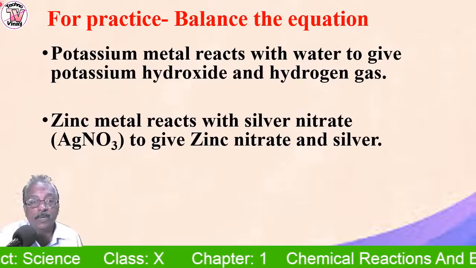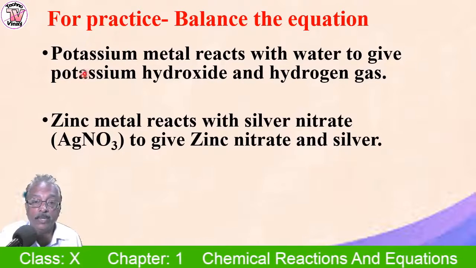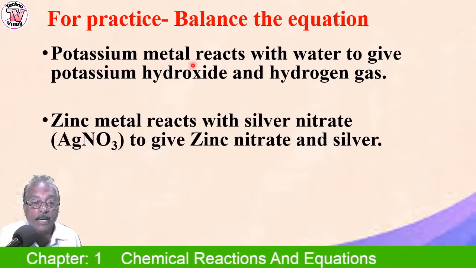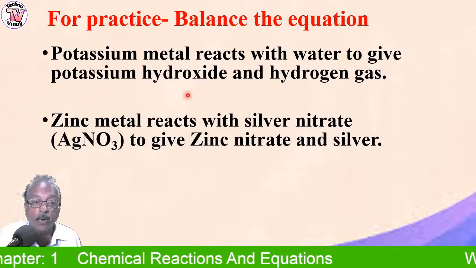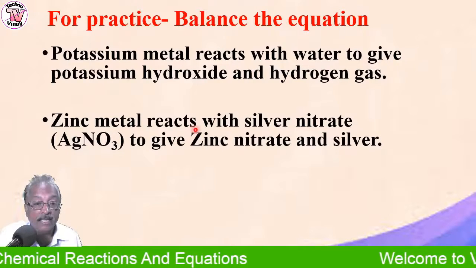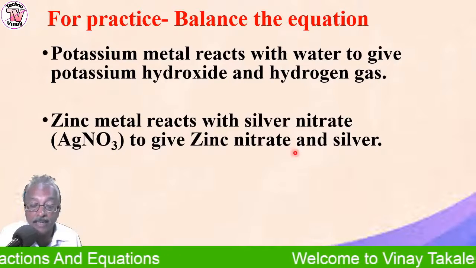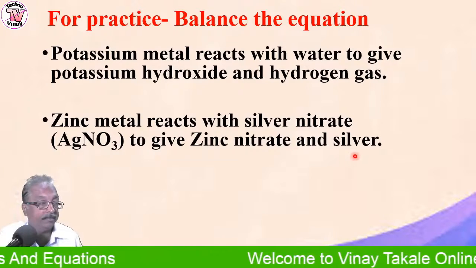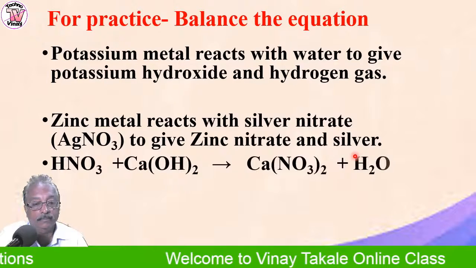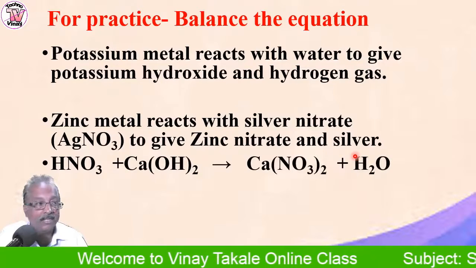Okay. So last time I shared these equations with you to balance. That is, potassium metal reacts with water to give potassium hydroxide and hydrogen gas. Zinc metal, Zn, reacts with silver nitrate, AgNO3, to give zinc nitrate and silver. So you can look at these again and try to balance these equations.